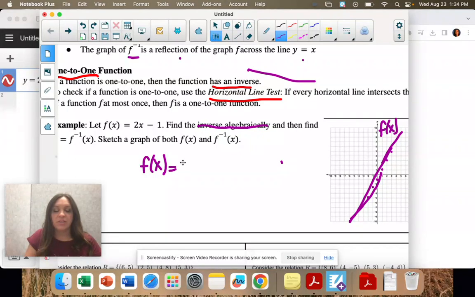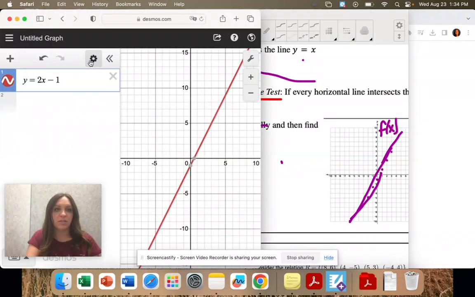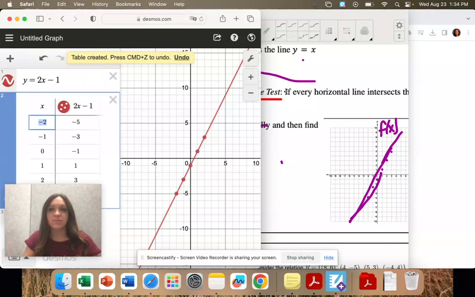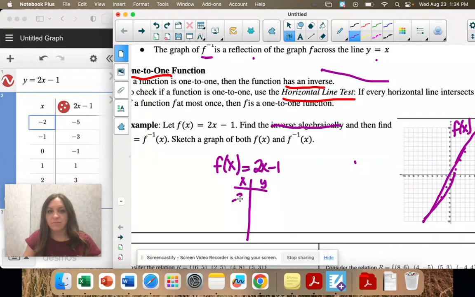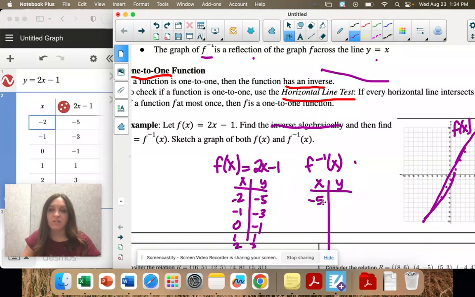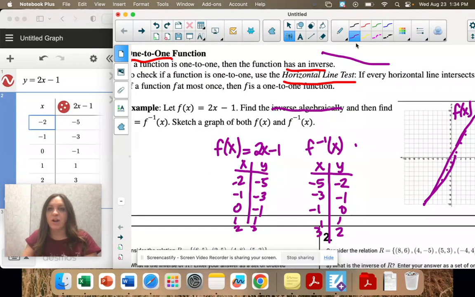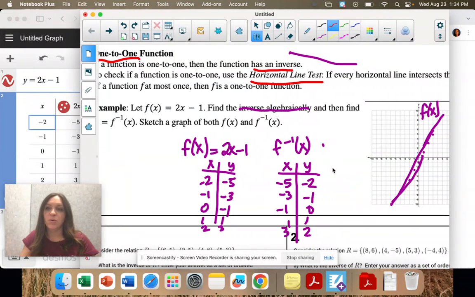Now we want to find the inverse. So I'm just going to show you on our xy for 2x minus 1. I'm going to go to Desmos and go to the table. These are my points. So -2, -5, -1, -3, 0, -1, 1, 1, 2, 3. So remember, on our inverse function, the x and y values switch. So now we're going to have -5, -2, -3, -1. See how I'm switching all my x, y's? So when I graph my inverse, these are going to be my new points. So back 5, down 2, back 3, down 1, back 1, nothing. It goes through 1, 1, and then over 3, up 2.